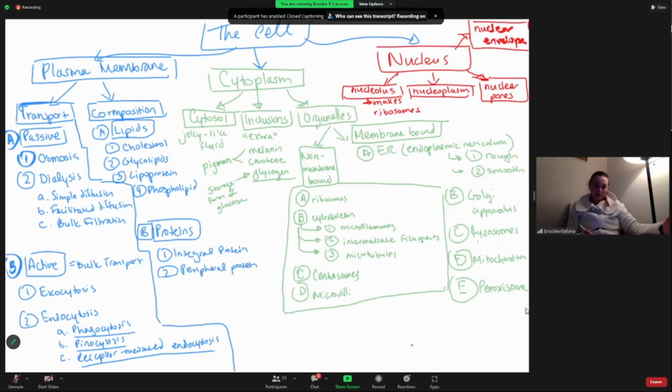Now, for the basic structure, I like to add this down here under composition. The structure is just going to be phosphate and fatty acids, because that's when we look at the plasma membrane, that would be the structure.